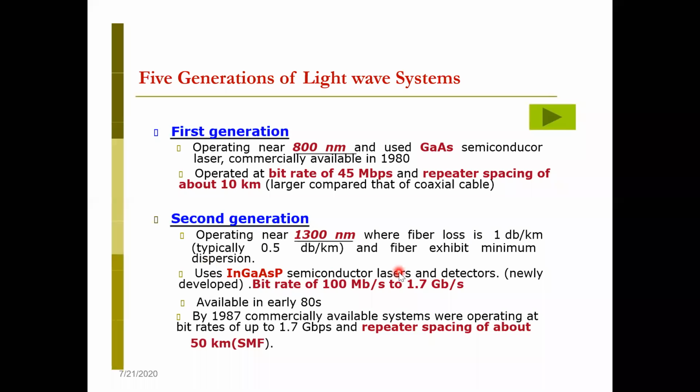Here we had another type of laser which was using quaternary, that is 4 components. It is made up of indium, gallium, arsenide, phosphide laser, and the bit rate increased. Please note down the ones which are written in brown color. Bit rate of 100 Mbps to 1.7 gigabits per second. This was available in the early 80s. And the repeater spacing, here you can see it was 10 kilometers. The repeater spacing increased to 50 kilometers, and here SMF means single mode fiber. So this was the progress from first generation.